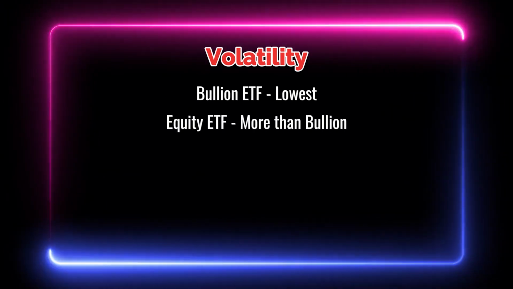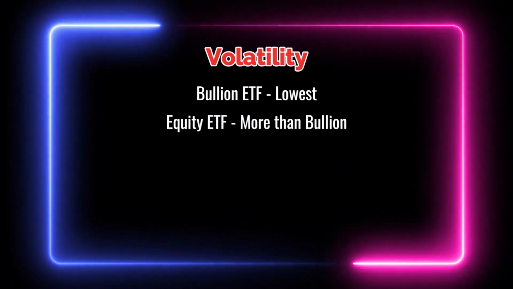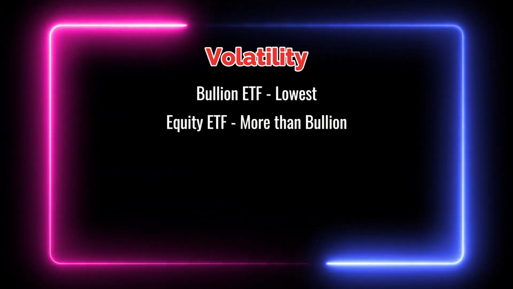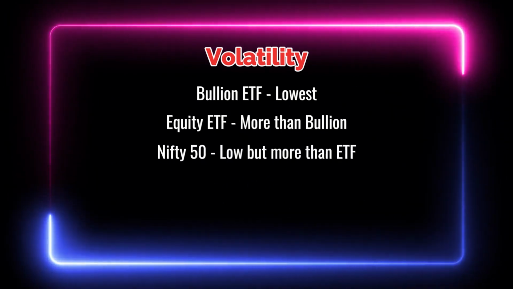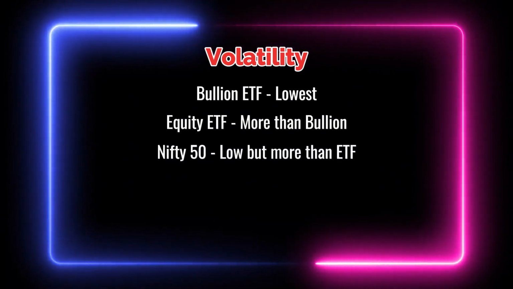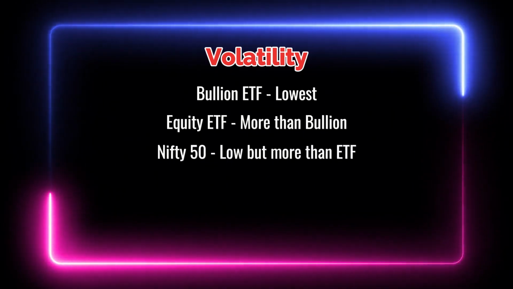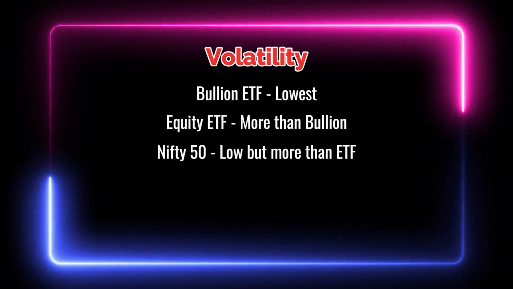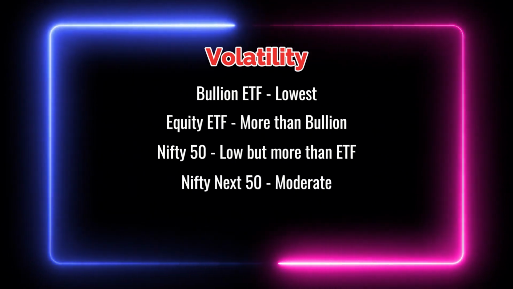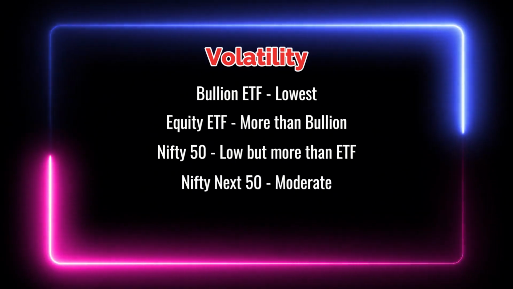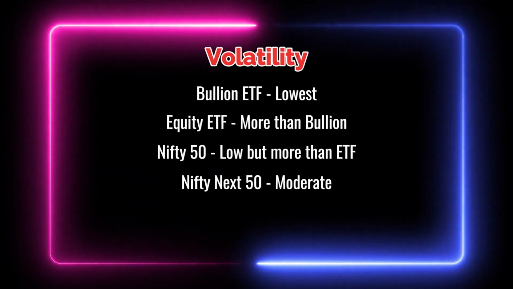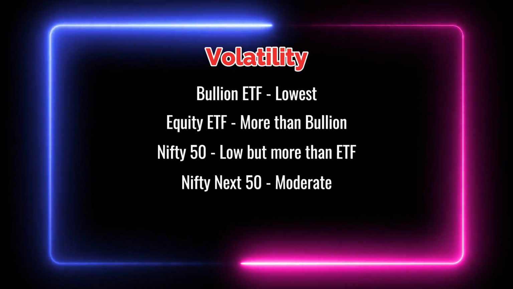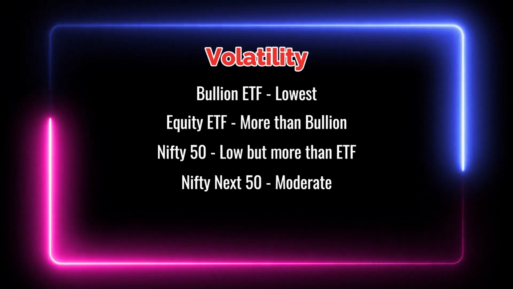Equity ETF. These are more volatile than bullion. They represent a broad spectrum of stocks which balances out extreme price movements. Nifty 50. These include the top 50 companies listed on the NSE and have lower volatility compared to mid and small cap stocks due to their established nature. Nifty Next 50. These are slightly more volatile than Nifty 50, as they include companies that are on the verge of becoming large cap, but are still more stable than mid and small cap stocks.